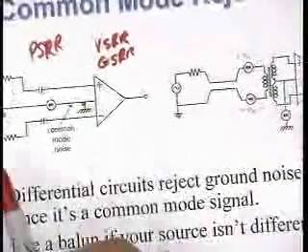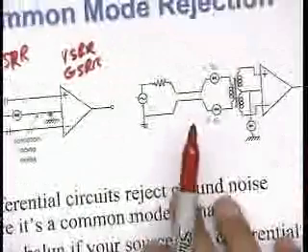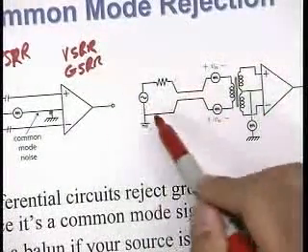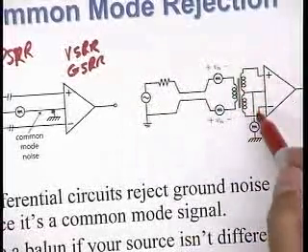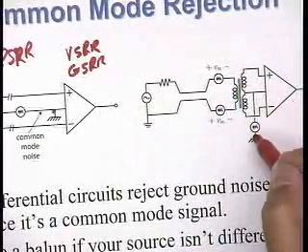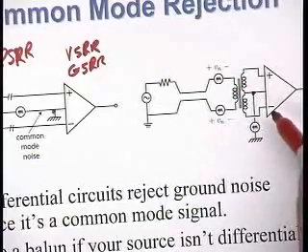If we don't have a fully differential source, right, then we can create one again with a balun. So here we have our signal source. We go through a balun and create a fully differential signal. And again, our common mode ground noise is rejected.